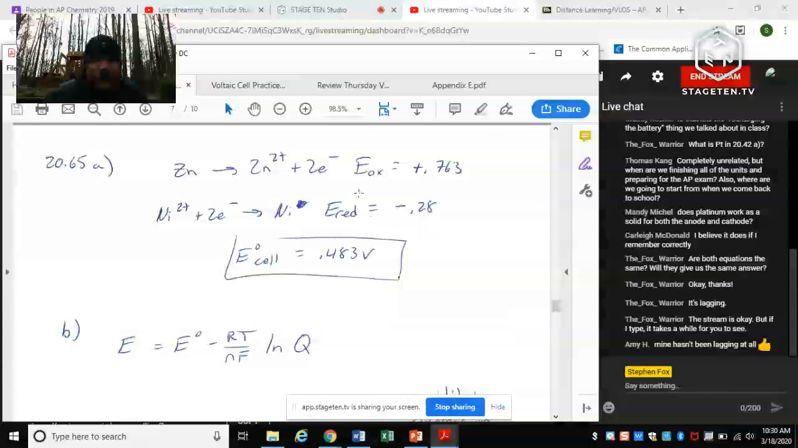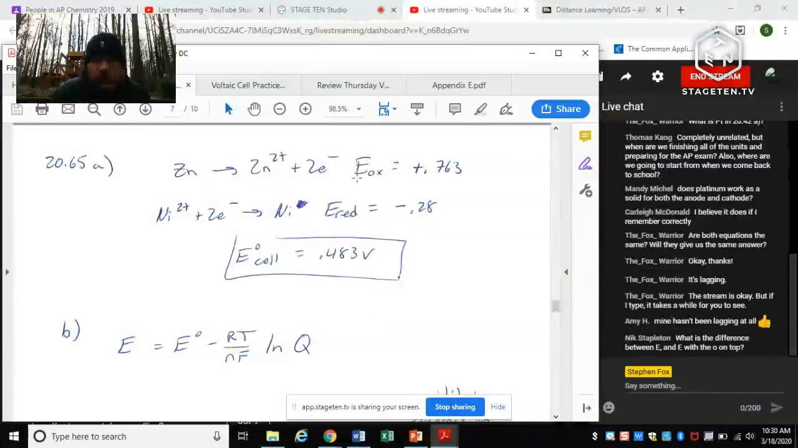The zinc is going to be oxidized and the nickel is going to be reduced. If you look up the zinc reduction potential, it's negative 0.763, and so the oxidation potential is positive 0.763. So this is the standard potential. When you're using those potentials in appendix C, you're getting E naught.